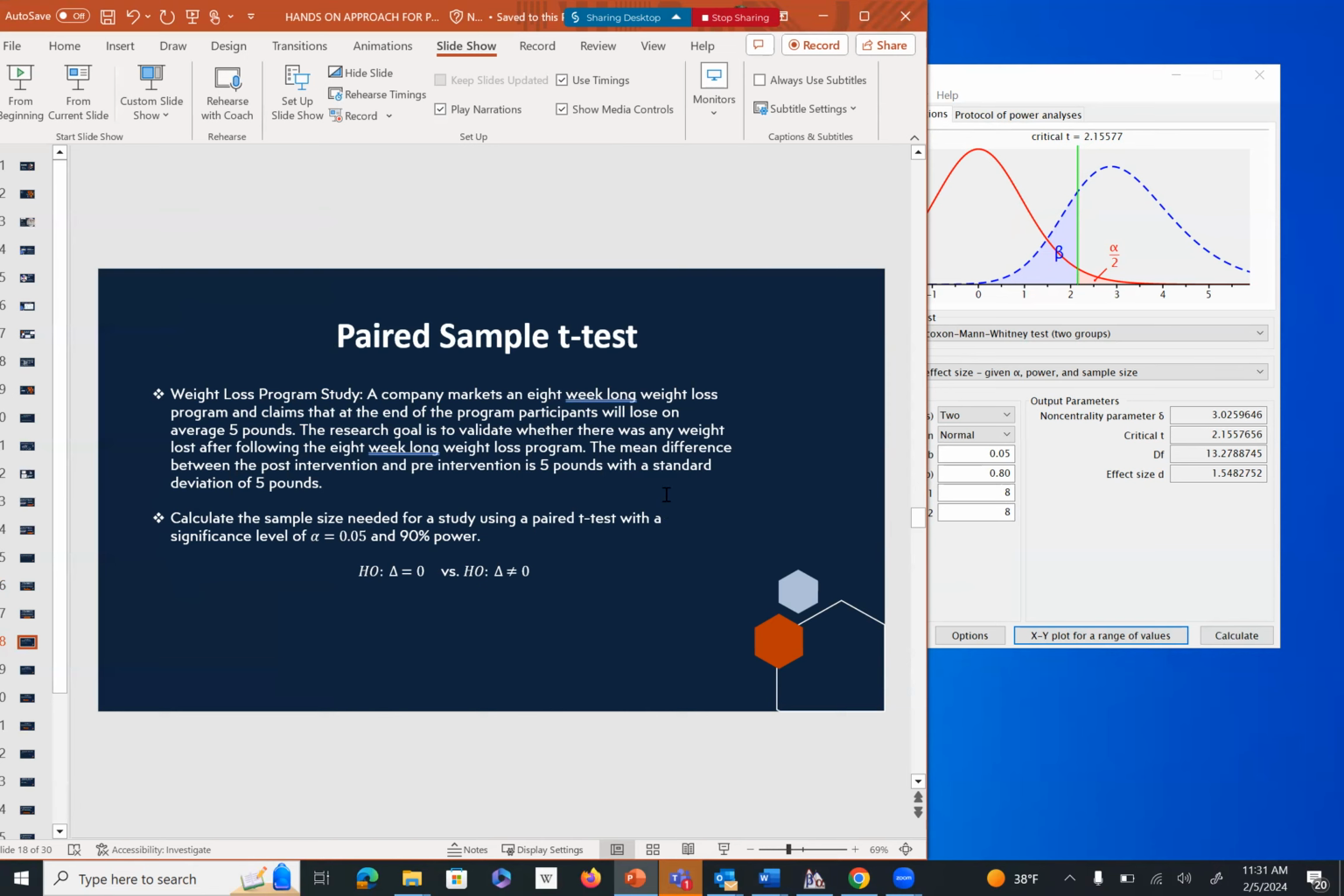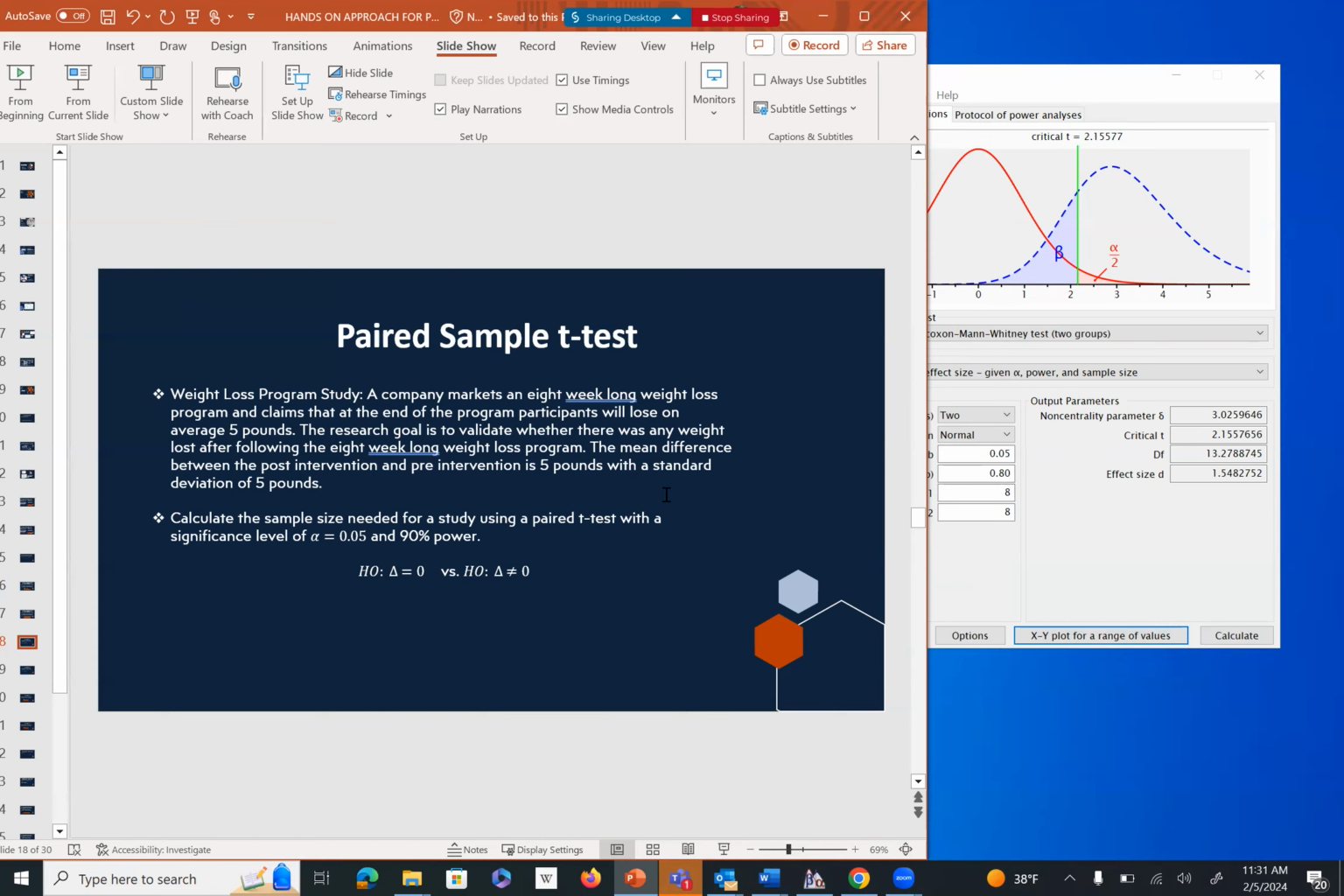Here's an example of a paired sample t-test, which is a weight loss program study. A company markets an 8-week-long weight loss program and claims that at the end of the program, participants will lose, on average, 5 pounds. So they're claiming that on average, they will lose 5 pounds. The research goal is to validate whether there was any weight lost after following the 8-week-long weight loss program.